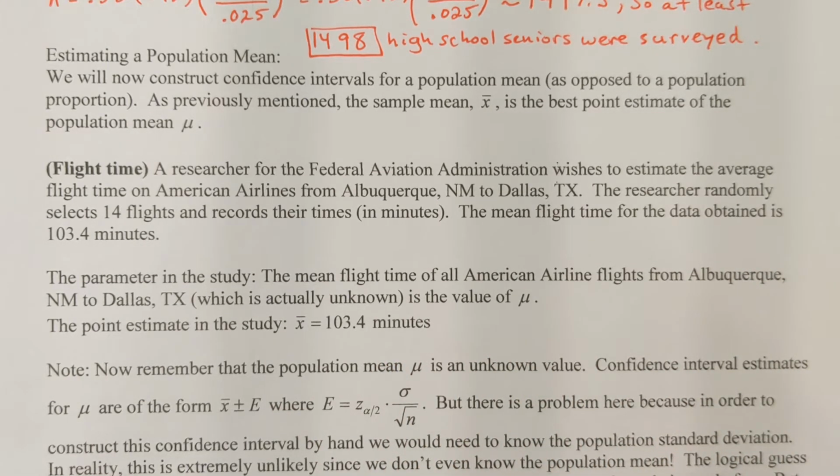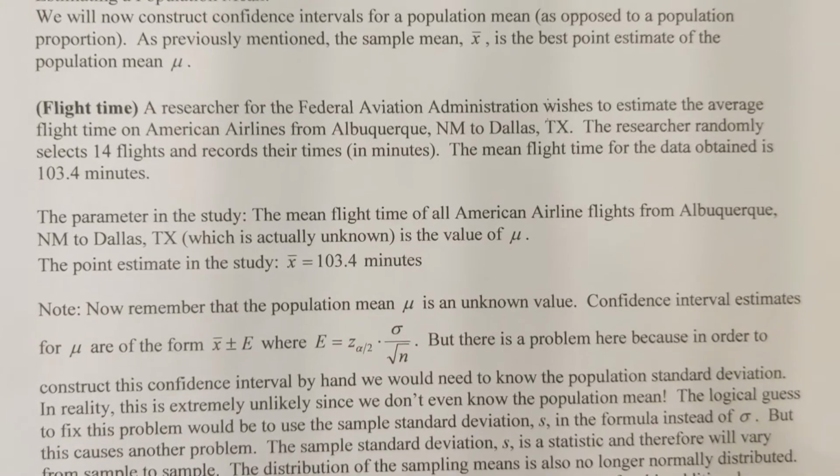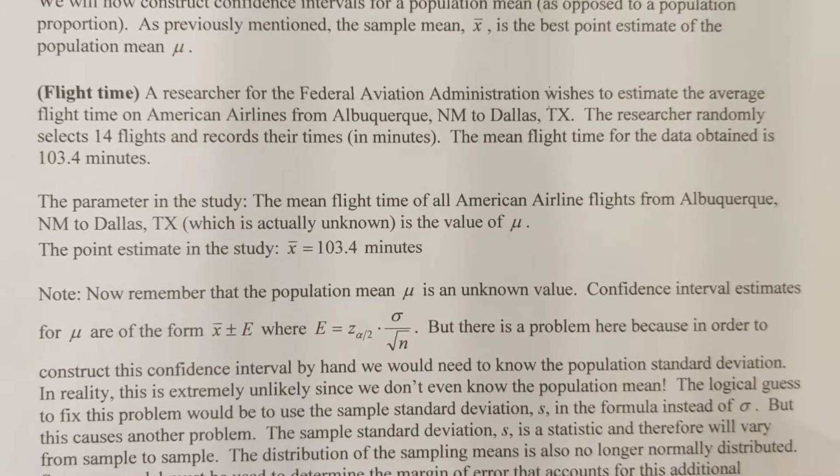Now, if we were to look at all the flights that have ever occurred from Albuquerque to Dallas and compute the average, it probably wouldn't be 103.4. Maybe it's going to be around that number, ideally. But we'd like to build a range of numbers where we think that mu would be located. That's the idea.